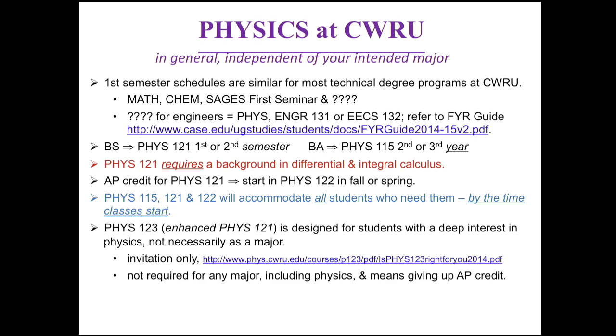I could describe it briefly by saying if you have a love for physics, independent of whether you might major in physics, then you may want to go into Physics 123. Most of the students in this course are not majoring in physics and don't intend to. The students in this course all will have already completed a year of physics in high school. Many of them will have AP credit for Physics 121, but you will have to give up that AP credit if you accept the invitation to Physics 123.